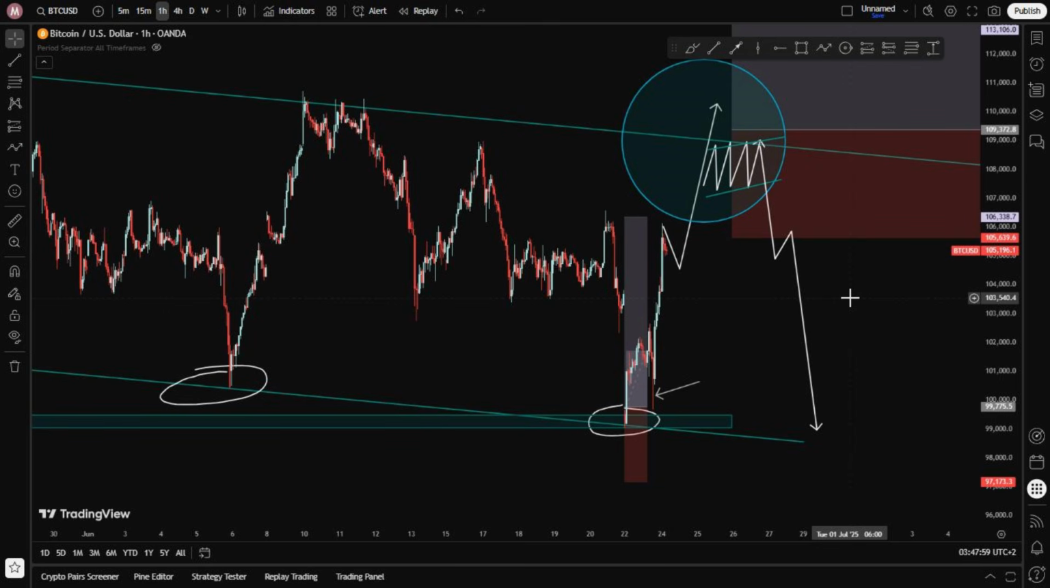So go back, rewatch this if you need to, mark up your charts, and start training your eyes to see these patterns play out in real time. And as always, trade what you see, not what you feel.